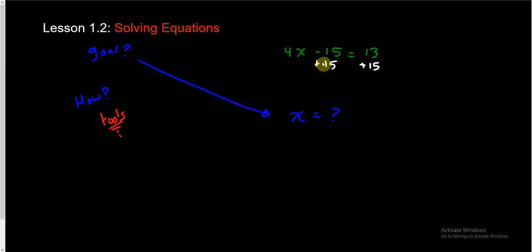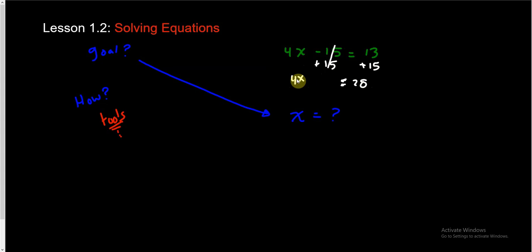So I've done the same thing. I've kept this balanced. I've kept this equation truly equal. And all that's left over here would be a 4x, as negative 15 plus 15 adds to 0. We can say it goes away, since plus 0 means nothing for us. And 13 plus 15 is 28. So I've almost got an x by itself, but it still has this 4 with it.